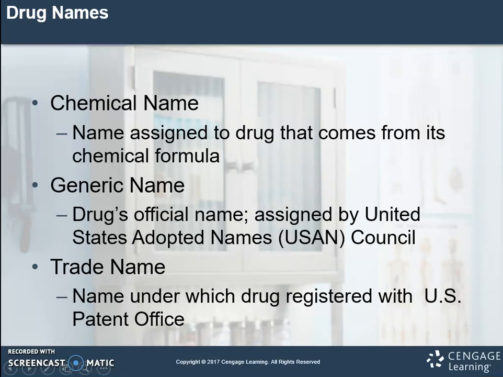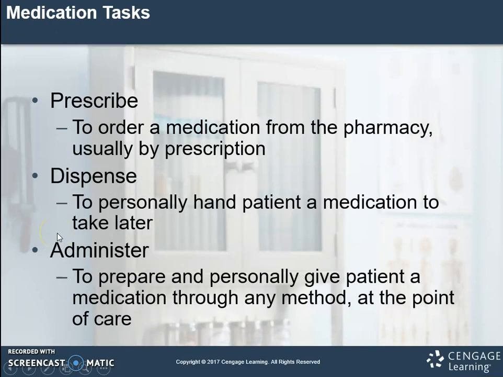So in the real world, right, we have prescribing, dispensing, and administering. These are the 3 tasks that go along with medications. Prescribing means to order a medication from the pharmacy, usually by a prescription. Physicians and mid-level practitioners are usually licensed to prescribe, dispense, and administer. However, mid-levels such as nurse practitioners and physician's assistants are usually under a physician's license.